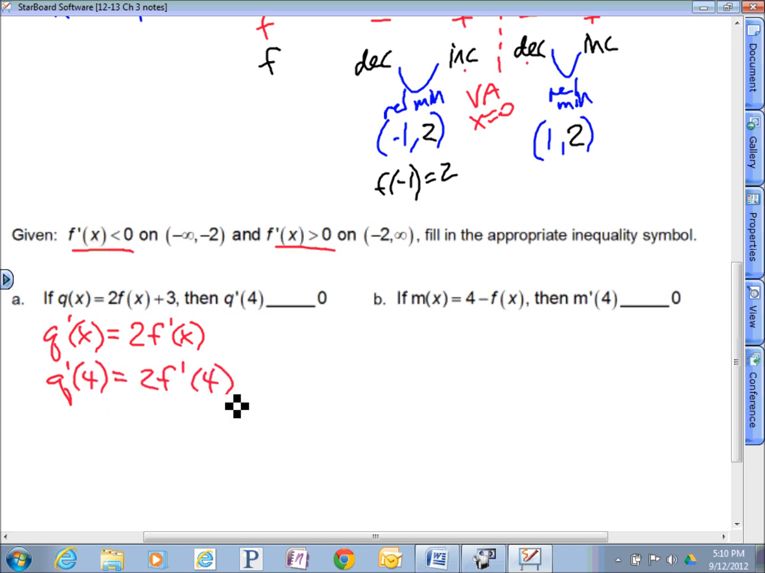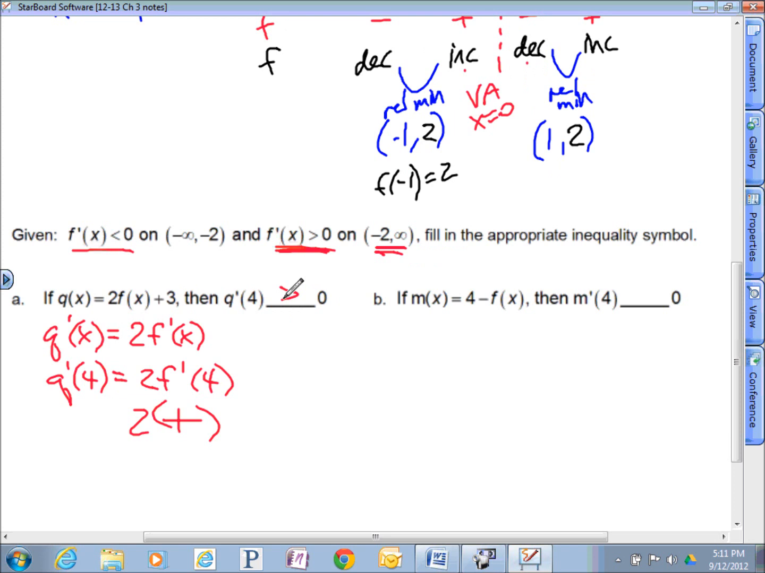Well, f prime of 4, which interval is that in? F prime of 4 would put us in an interval where the x's are greater than 0. I'm sorry, it would put us in the interval where the x's are greater than -2. So if it puts us in this interval, that means my derivative must be positive. So that would mean that this turns out to be 2 times a positive number. So that would mean q prime of 4 would have to be a positive number.